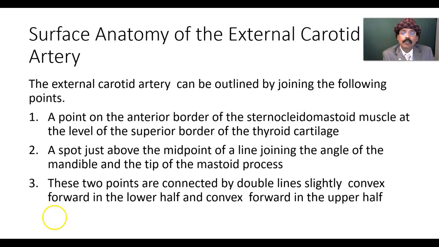These 2 points are connected by a line slightly convex forward in the lower half, and convex forward in the upper half. Actually, it may vary, but the idea is that the external carotid artery may not be straight. It may be a little curved, convex, and partly concave on the other side. This is due to the branching of the external carotid artery and atherosclerotic or age changes in the artery.